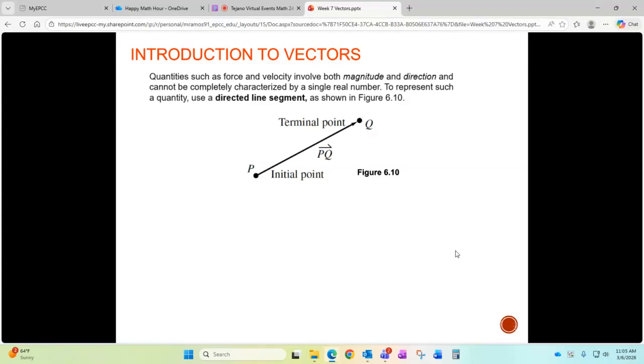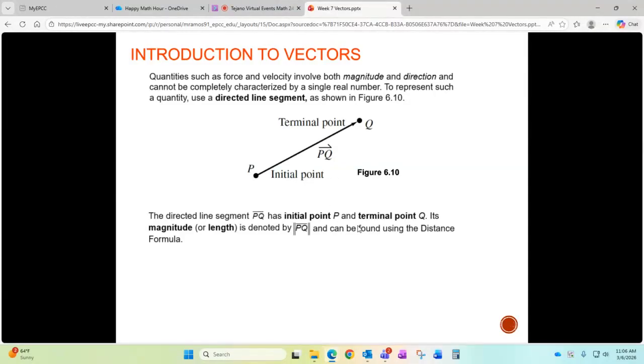A directed line segment has a direction, and you indicate that with an arrow. We start here with an initial point, you start at P, and usually where we end, we call it Q. You know the initial point because it's not where the arrow is. The terminal point is the one with the arrow. Because it goes from P to Q, we call this vector PQ. So this is an example right here, with initial point P and terminal point Q.